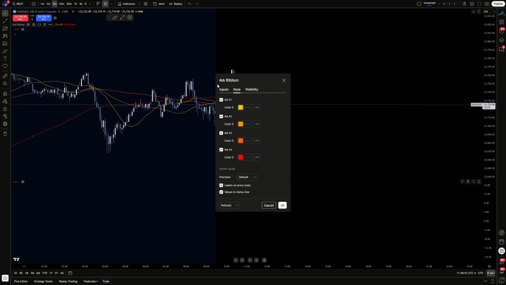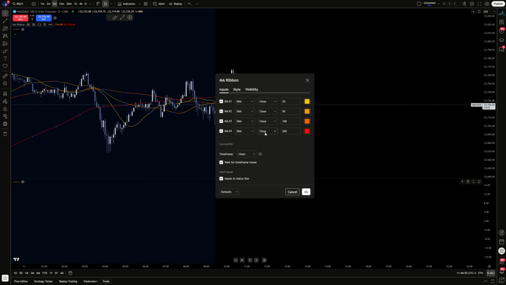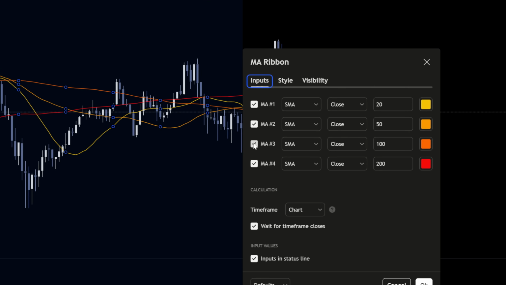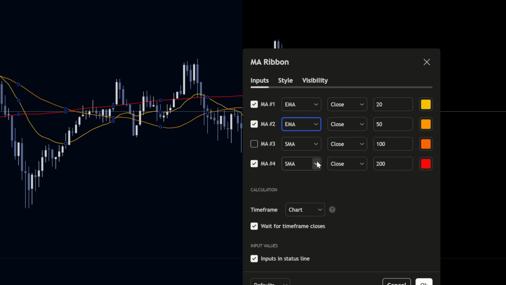and turn on the moving average. So with the moving average, we want to deselect moving average number 30, so we don't care about that. And we want to change the SMAs to EMAs.